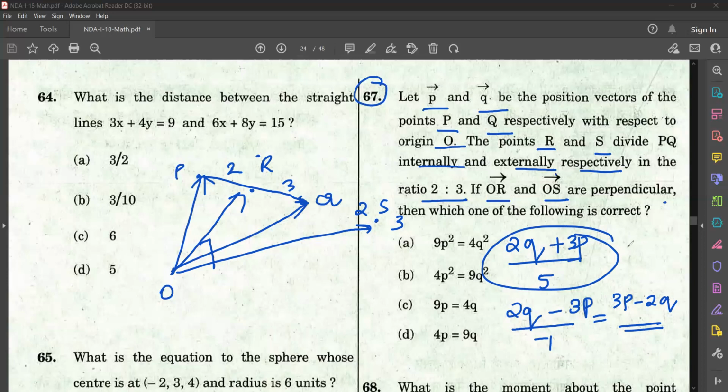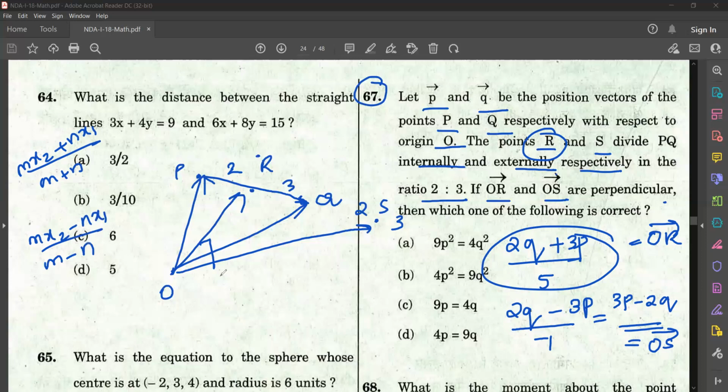So they have given internally the point that divides internally is R, isn't it? So we can write this point as OR vector, this point as OS vector, because that divides externally. Remember section formula. mx2 plus nx1 divided by m plus n when it divides internally, mx2 minus nx1 by m minus n when it divides externally. So here the point that divides internally is R, so OR here. Externally they have given S, so it is OS here.